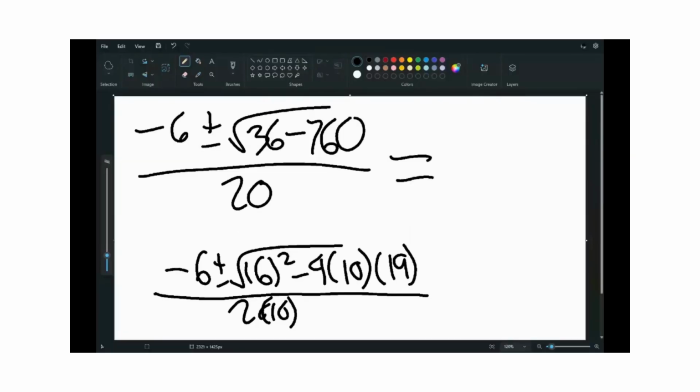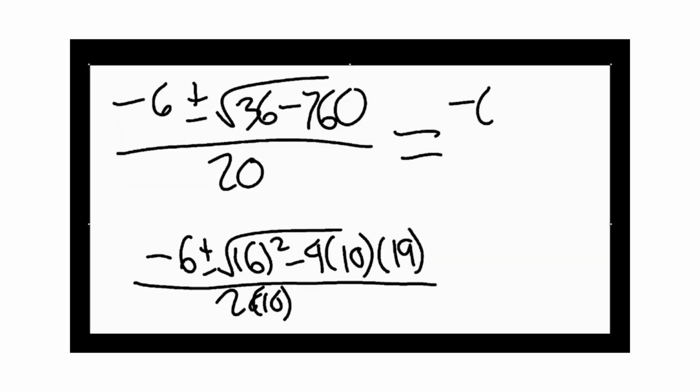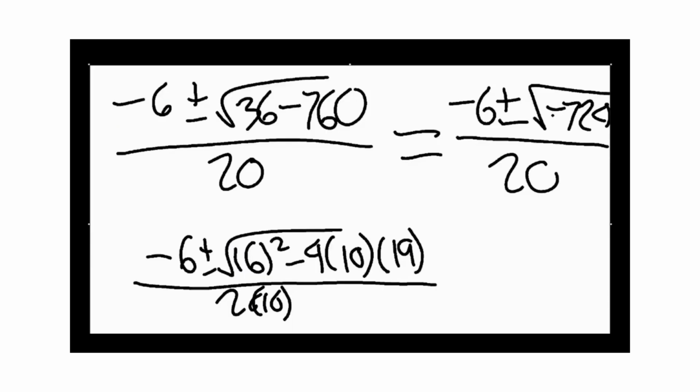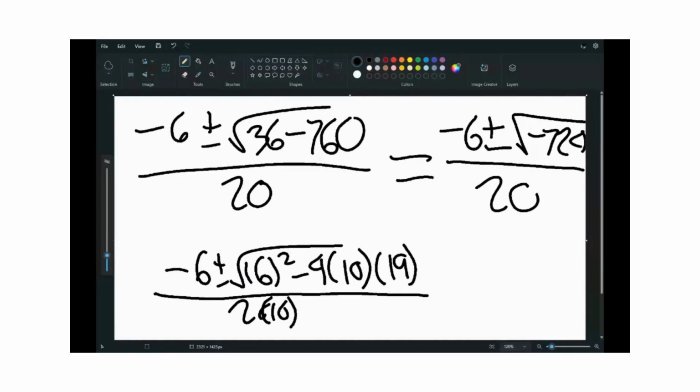So 36 minus 760 is negative 724, and 20. Now, a key thing to remember is that the number inside the radical is a negative, so we just leave it as that. We don't simplify any further because we don't know how to simplify any further. So this would be your final answer.